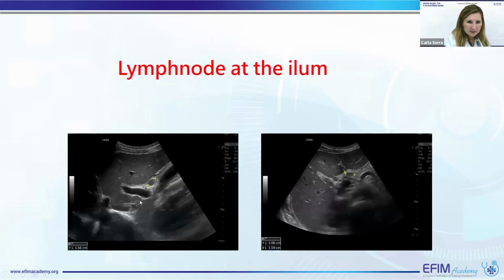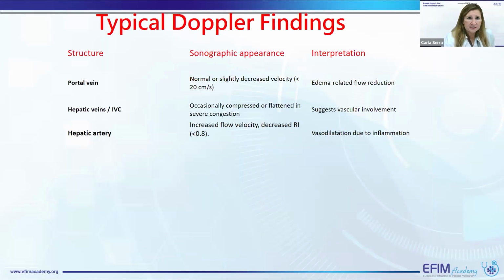And also you can look at the ileum to evaluate eventually the presence of lymph nodes. And you can see here one lymph node, two lymph nodes that is due to the inflammation. And this is usually a normal finding during the examination.